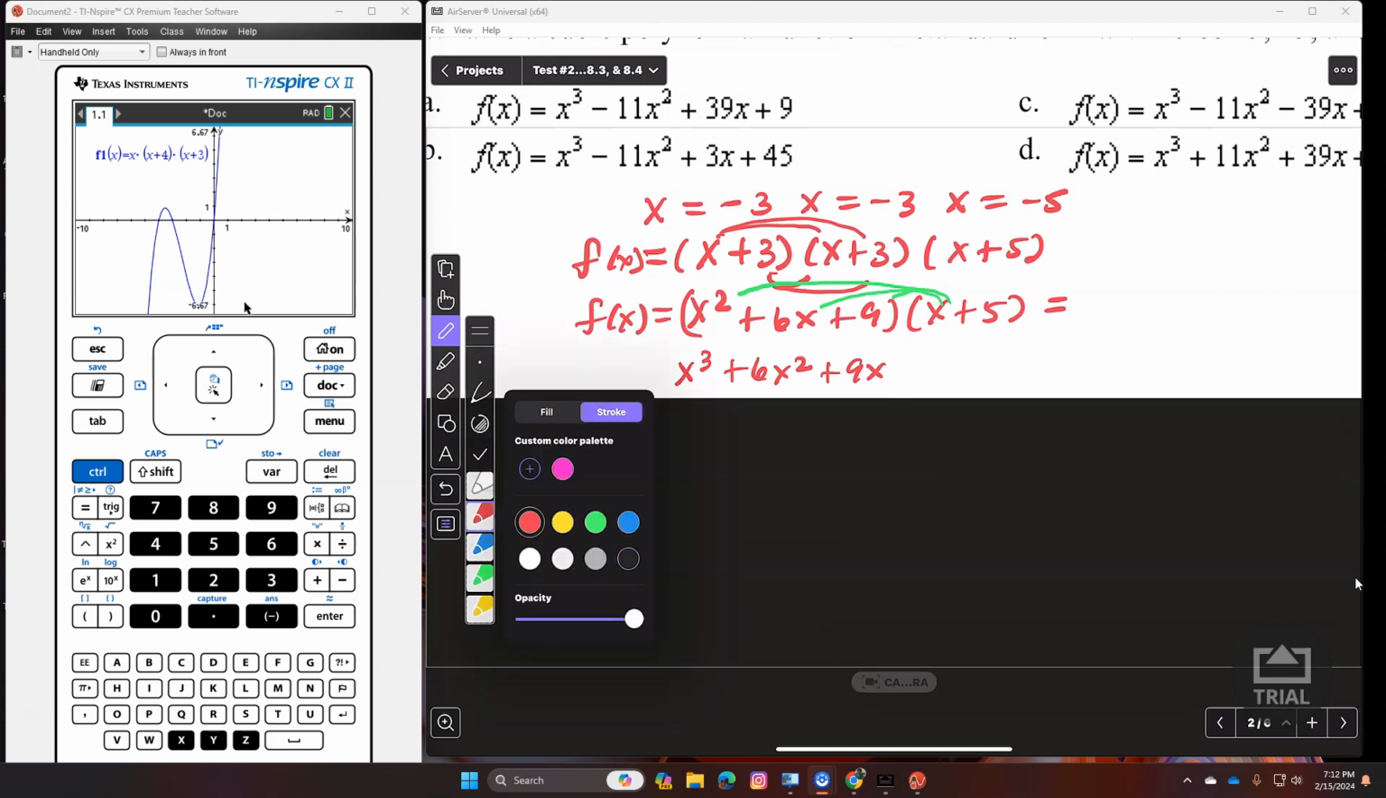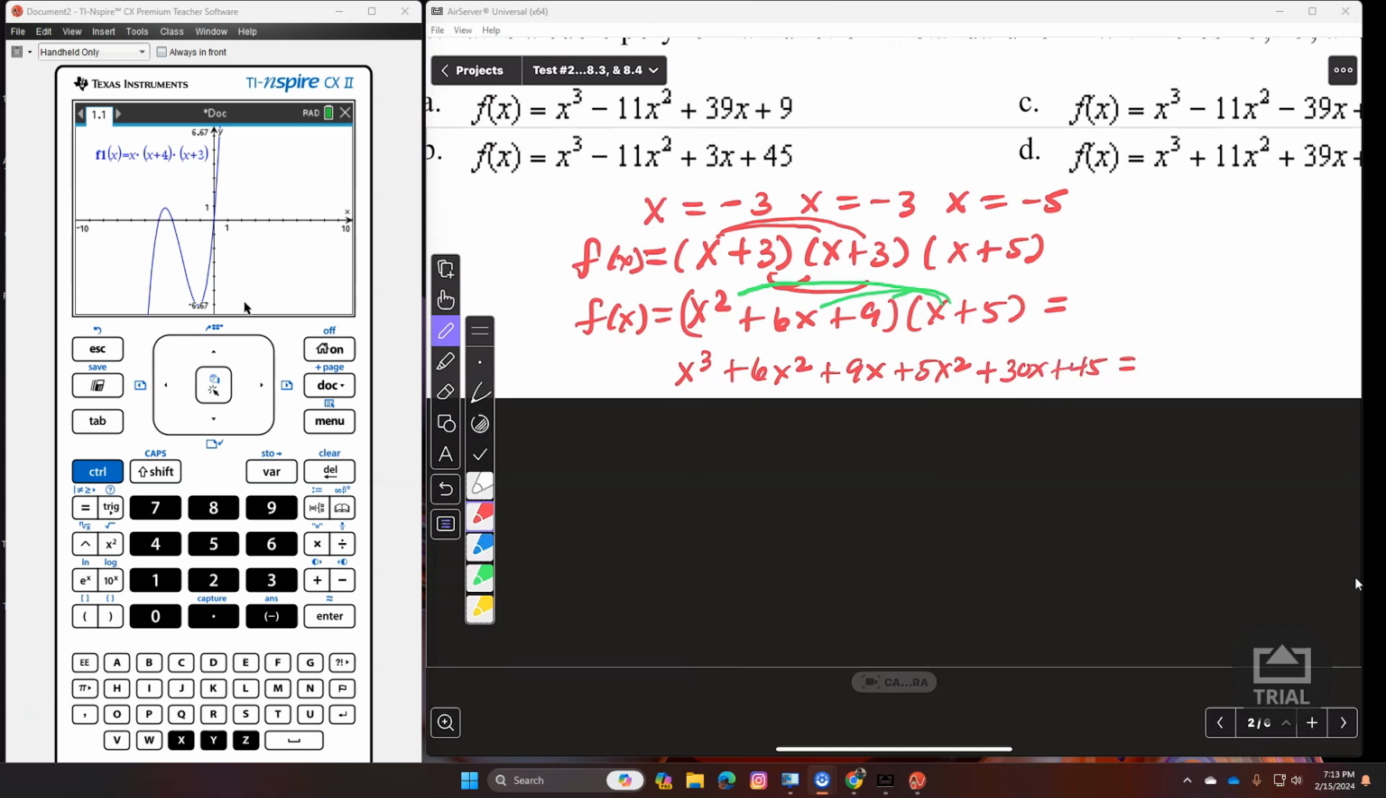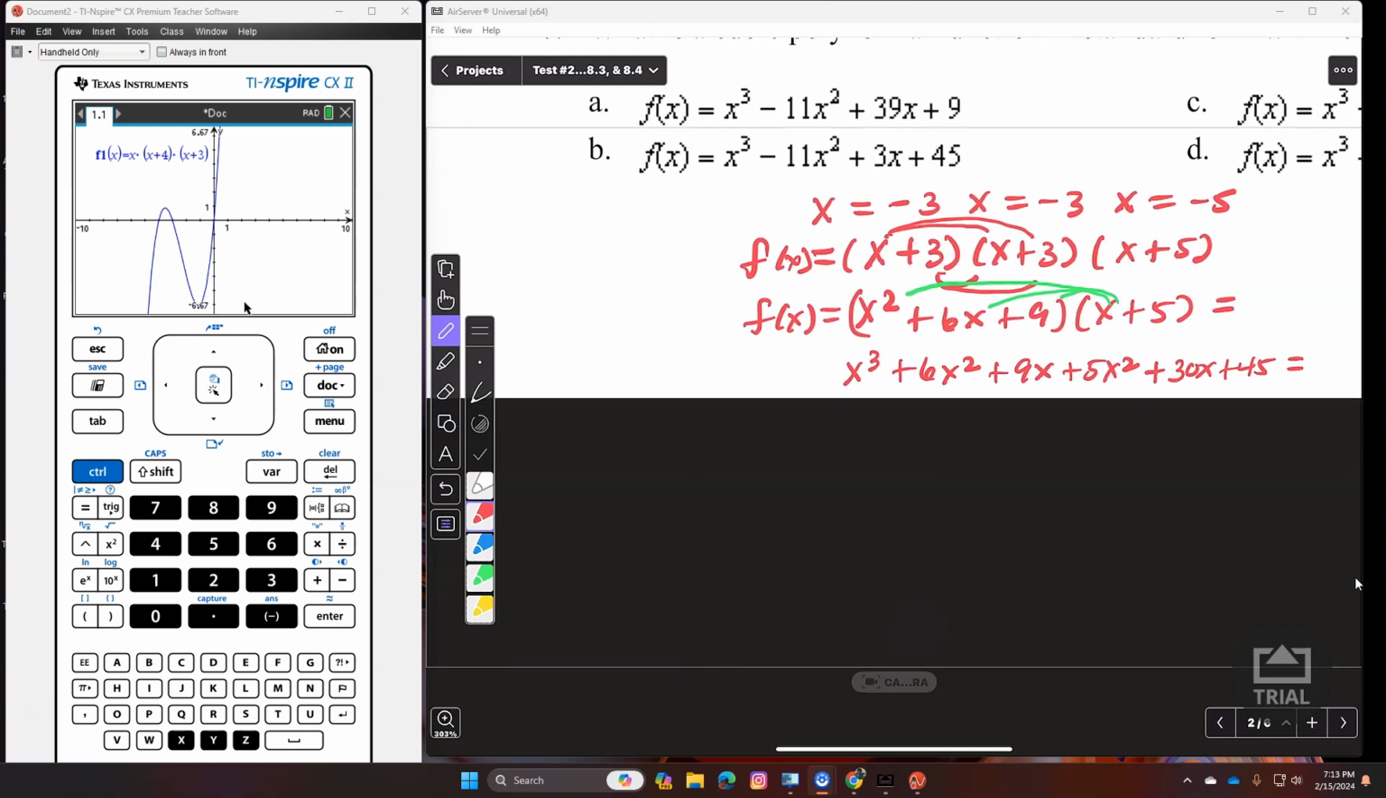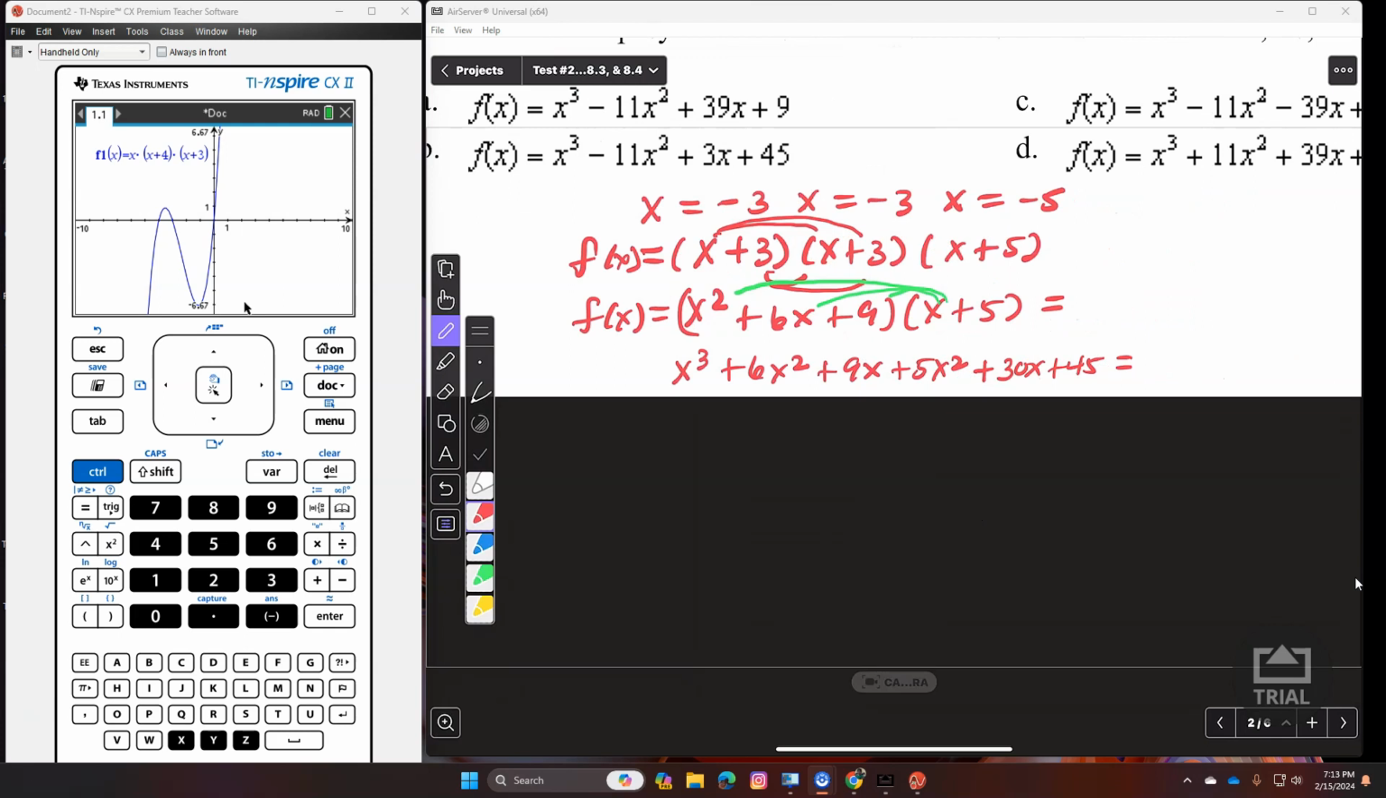So we have 5 times x squared. And I don't have room to show the rainbow here. So it's plus 5x squared. Plus 5 times 6x is 30x. And then 5 times 9 is 45. So it's x cubed is the largest one. So you're going to have x cubed. I'll write it up here. X cubed.